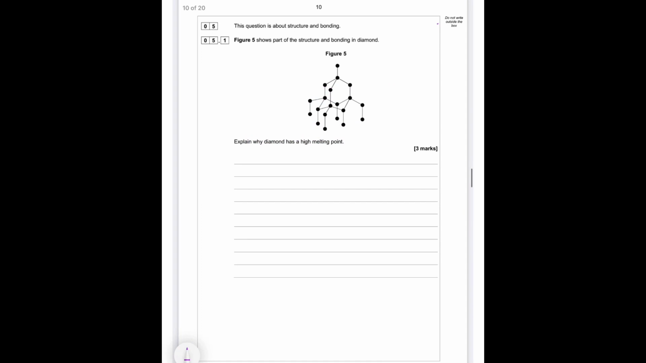Now, quite often we get a question to do with structure and bonding. In this particular question, we have a diagram of diamond, and it's telling us that diamond has a high melting point, and we've got to explain why this is for 3 marks. So first of all, we would say that diamond has a giant covalent structure.